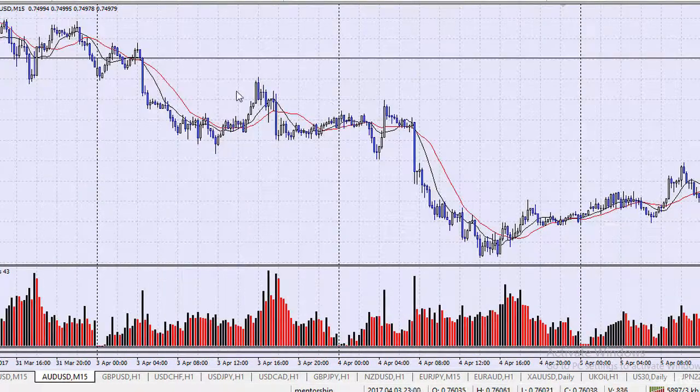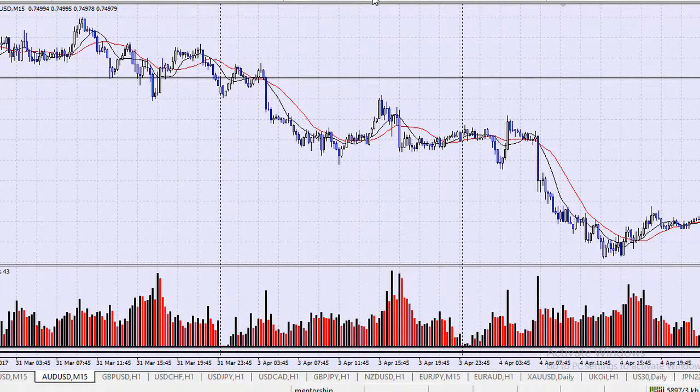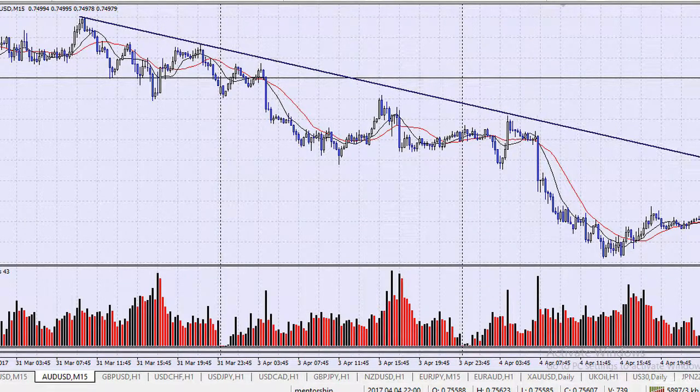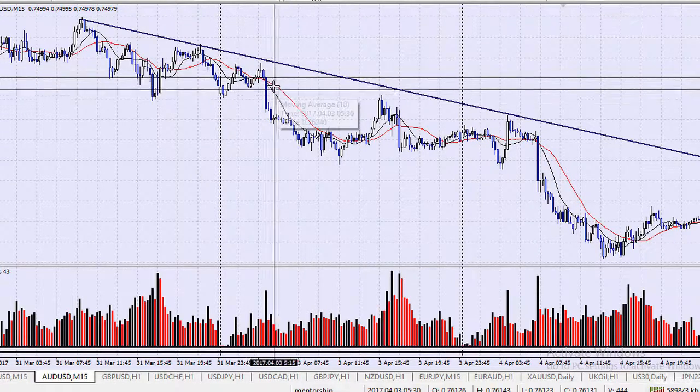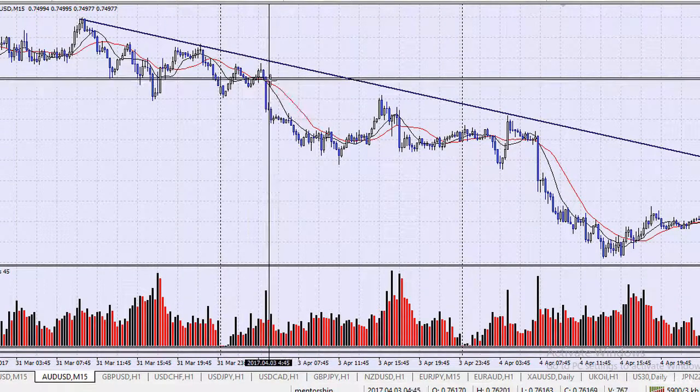We're still in a downtrend, right? We can draw a line here. We are still in a downtrend, okay? Sell signal, right? So it's a pretty simple technique. As a beginner, you can start getting involved in the Forex market by using this technique.